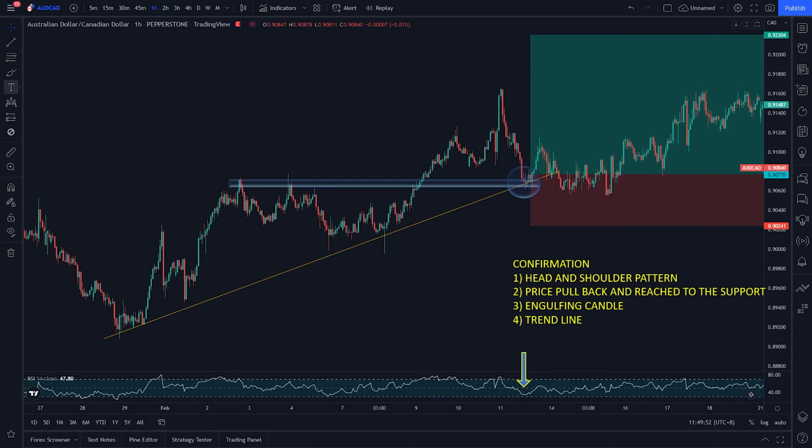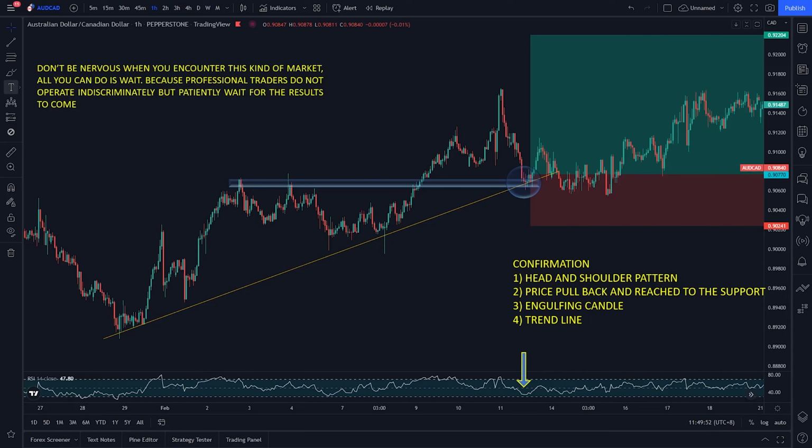We can see that the price continues to consolidate after we execute this trade. At this time there are many new traders who have executed this trade and will be very nervous and considering closing the trade. But if you are a trader who follows your own trading rules, you will know that it is normal for this to happen. And you will also accept waiting for the final profit or loss. If the trader watching this video is new to this market, don't be nervous when you encounter this kind of market. All you can do is wait. Because professional traders do not operate indiscriminately but patiently wait for the results to come.